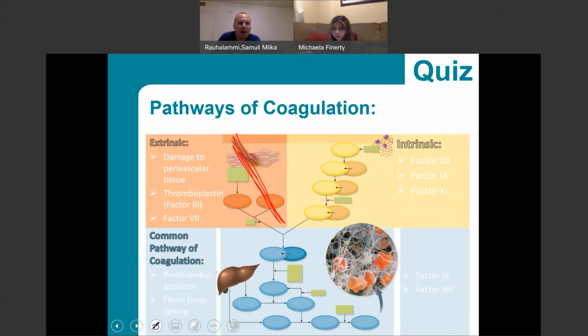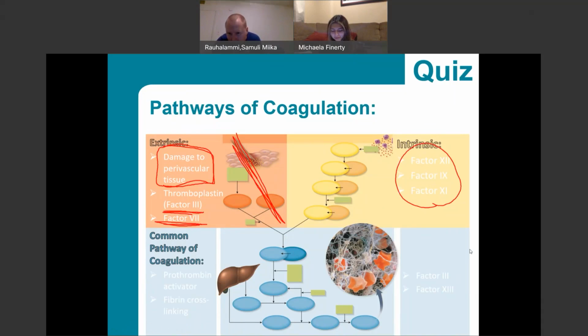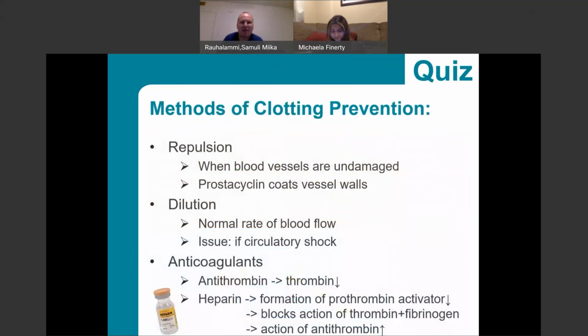So for extrinsic, the damage to the vascular tissue or tissue around the blood vessel would be an example of that. Factor 3 and factor 7 are examples of extrinsic. All other factors, factor 12, factor 9, and factor 11, are examples of intrinsic. And then the common pathway includes the prothrombin activator and fibrin cross-linking, as well as factor 3 and factor 13. I had to do some math there. The Roman numerals are not my game. So as long as you're able to recognize those.